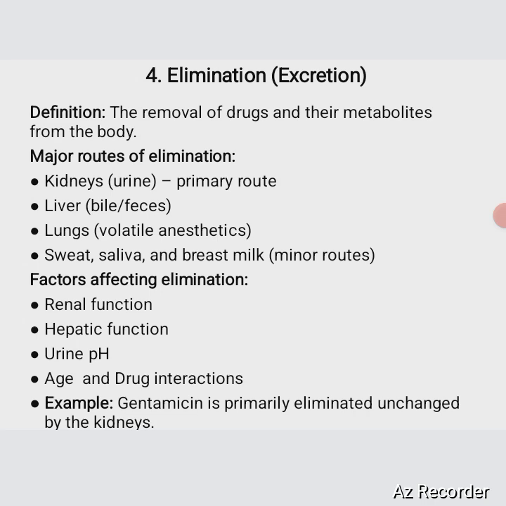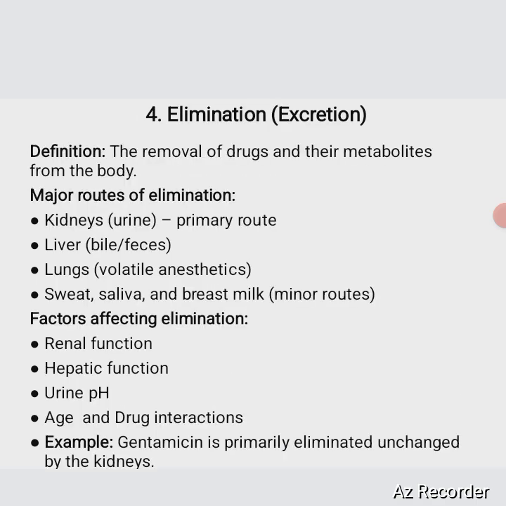Okay, so the last process, a very important process, is elimination or excretion. The main definition: the removal of drugs and their metabolites from the body. So what are the routes of elimination in our body? The first one, kidney, that is urine, which is the primary route. The second one, liver, bile or feces. The third one, lungs, through exhaled air. And the fourth one, sweat, saliva and breast milk, which are minor routes of elimination.